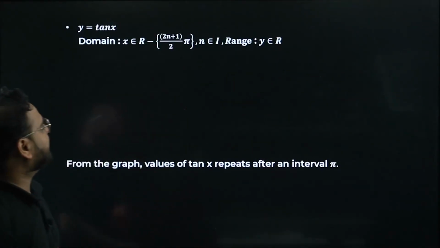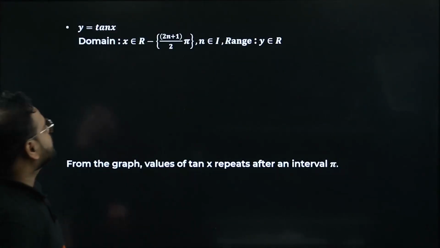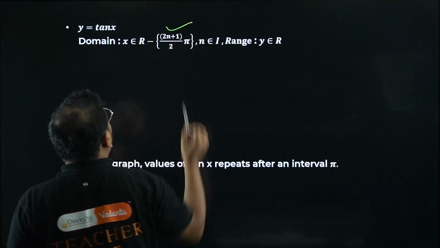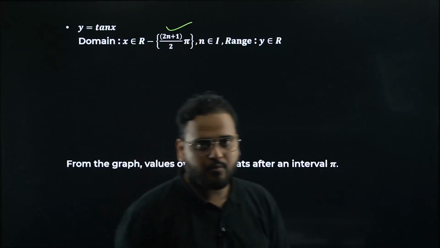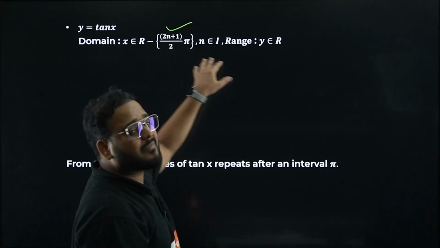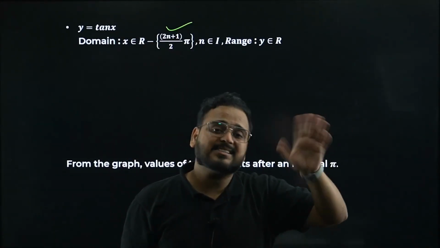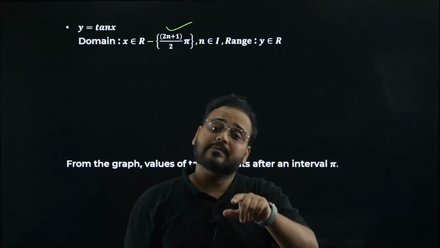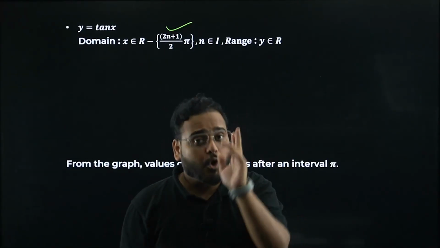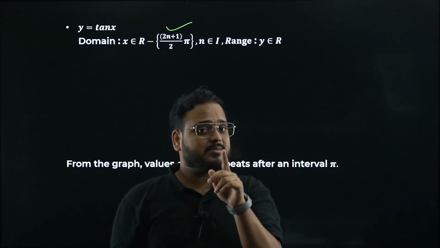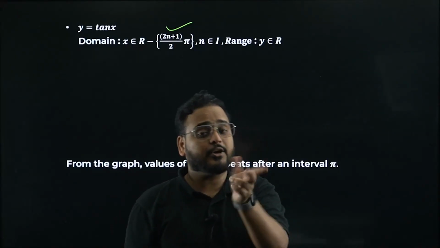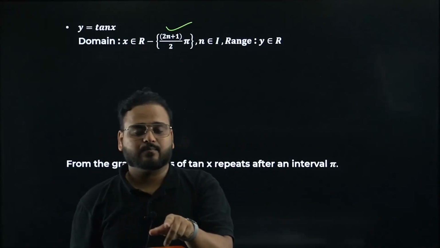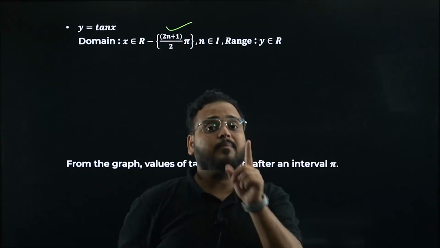Moving on, the graph for y equal to tan x. In the domain, odd multiples of pi by 2 are not present. Think about it, why not? Because it becomes undefined. Tan 90 is undefined, tan 270 is also undefined, like that. So odd multiples of 90, not even multiples. 90 is 1 times 90, odd; 2 times 90 is 180, where it is defined. Only at the odd multiples it is not defined.